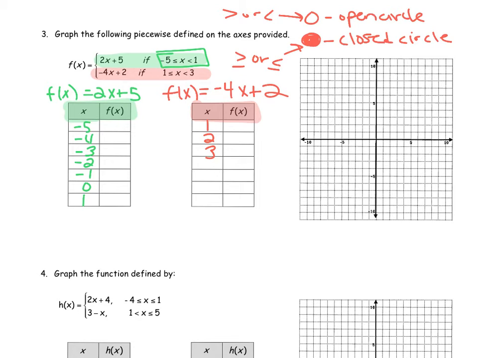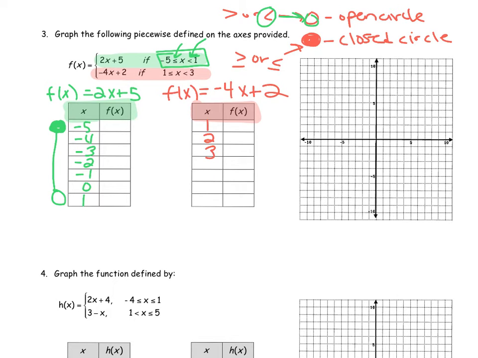So if I look at what I have here in green, we have -5 is less than or equal to. So this less than or equal to here means we're going to have a closed circle. And now notice the difference. When x is less than 1, we don't have an arrow here. Because we're looking at less than, this is going to have an open circle at 1.